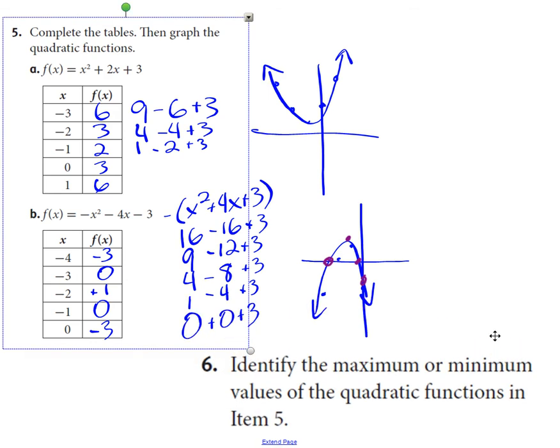Okay, find the maximum or minimum values. So what does A have? Does A have a maximum or a minimum? Minimum. Where is it? -1, 2. Is right here. Okay, how about B? -2, 1. And that is the maximum. Isn't that convenient that it happens to be the middle one?